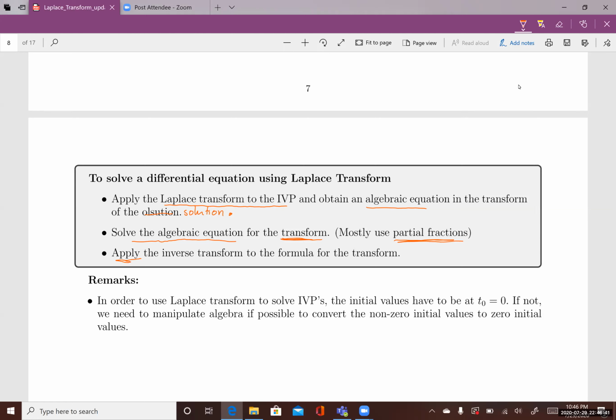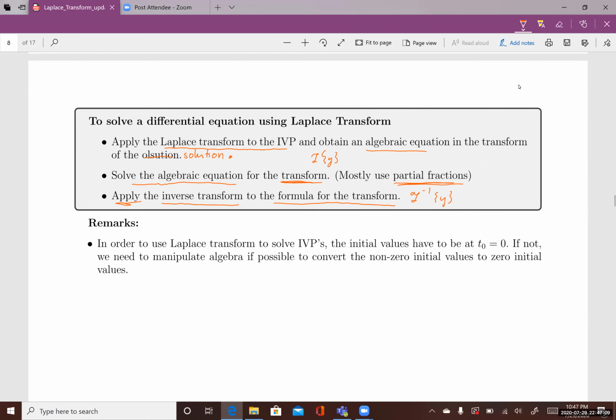Once you solve for the Laplace transform of y, or f of t, you apply the inverse transform. You want to find the inverse of the Laplace transform to find the original function, which is the solution to the IVP.